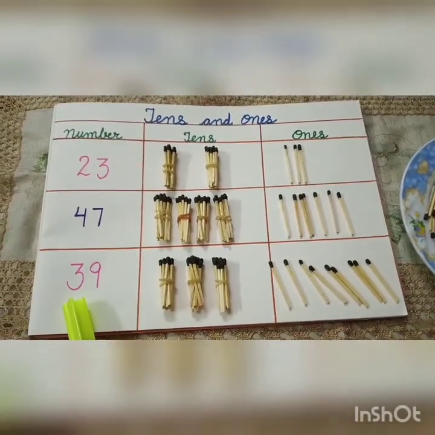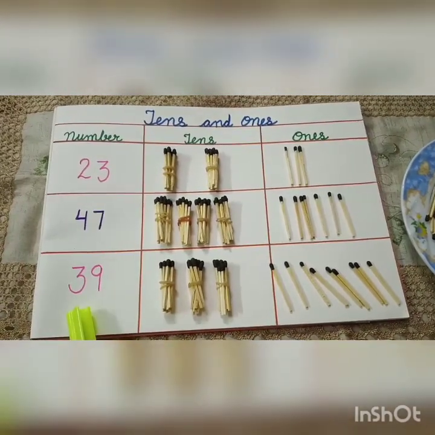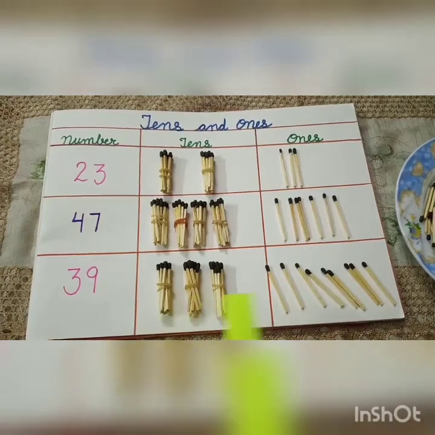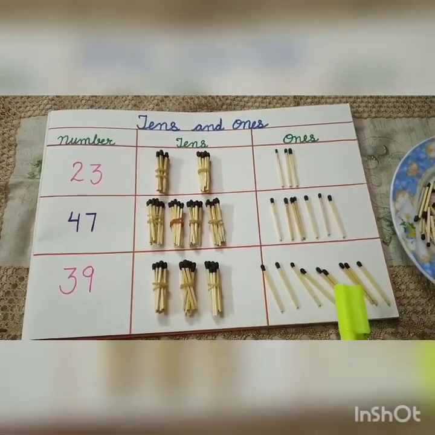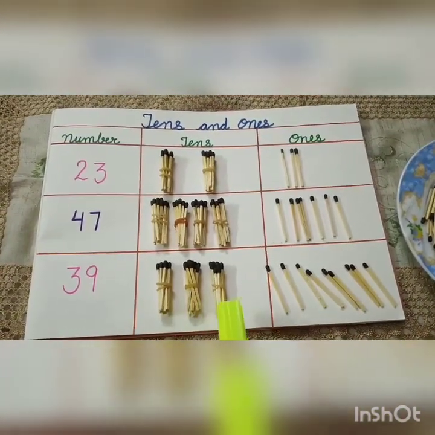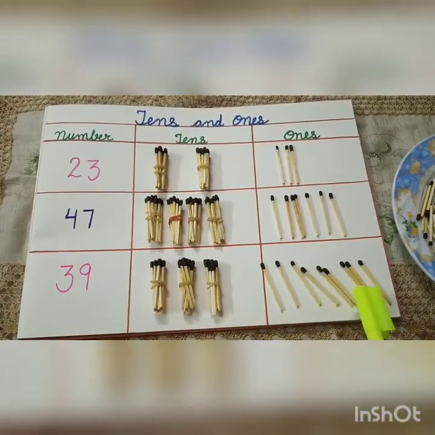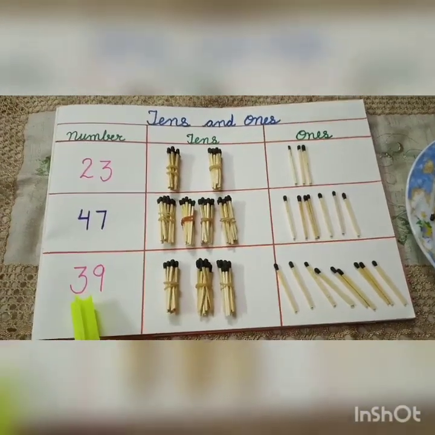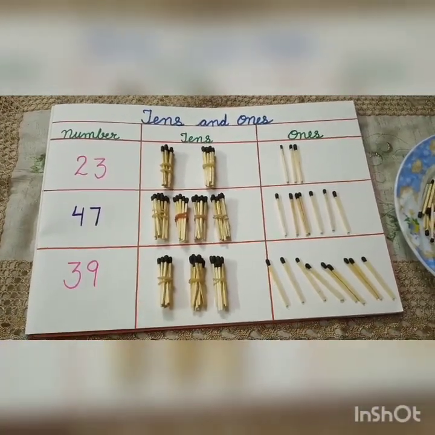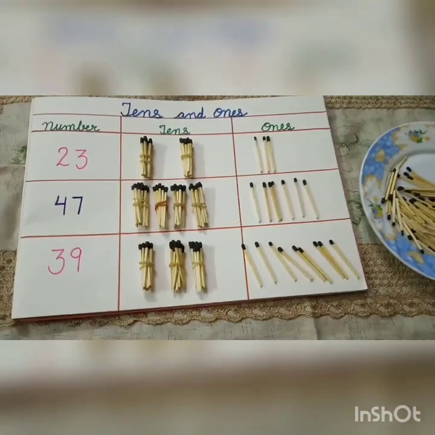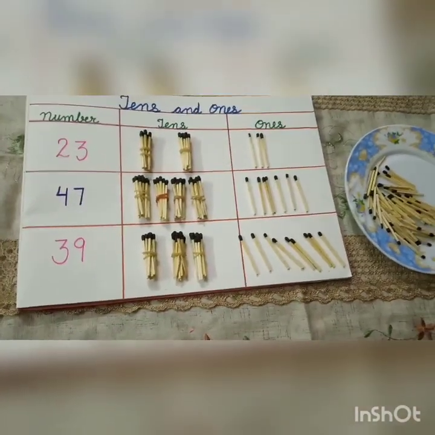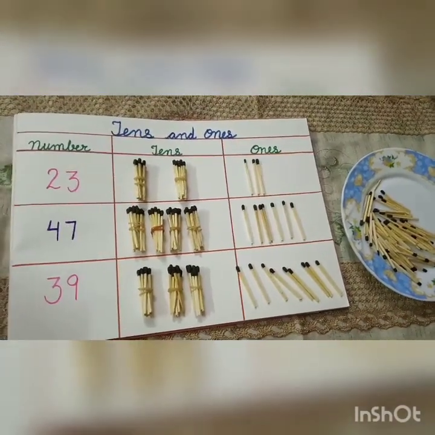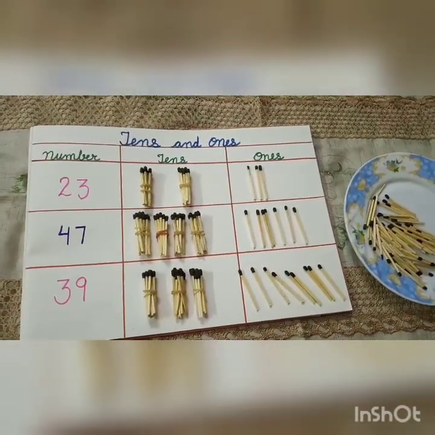Again, number 39. So how many tens and how many ones are here? 1, 2, 3 tens and 9 ones. 3 tens and 9 ones will become 39. So I hope students you like this activity and you can do this type of activity at your home also to understand more about tens and ones.